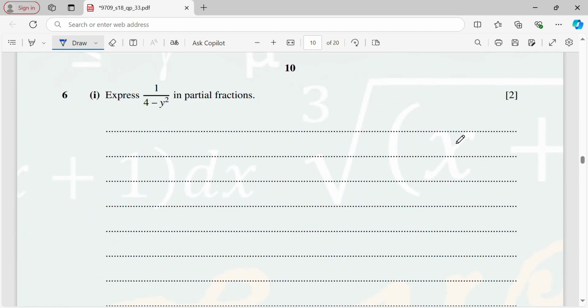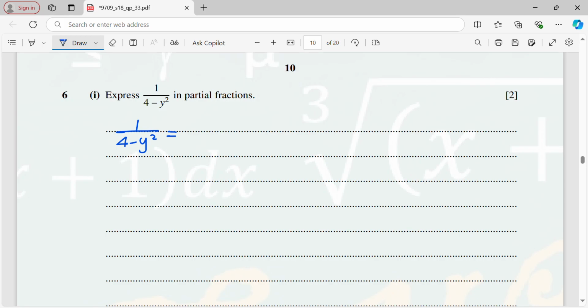Okay, next question, number 6, first part. Express 1 over 4 minus y squared in partial fractions. So now, when you look at this rational function, I will say that this is a proper rational function because the degree of the y in the numerator is 0. That's why you don't have the y. The degree of the y in the denominator is 2. So when the degree of y in the numerator is less than the denominator, this is called a proper rational function. That means you can find partial fractions directly. Otherwise, you have to perform polynomial division.